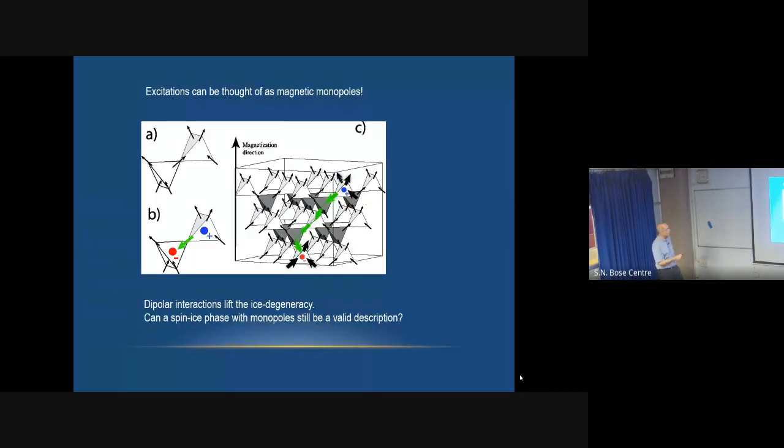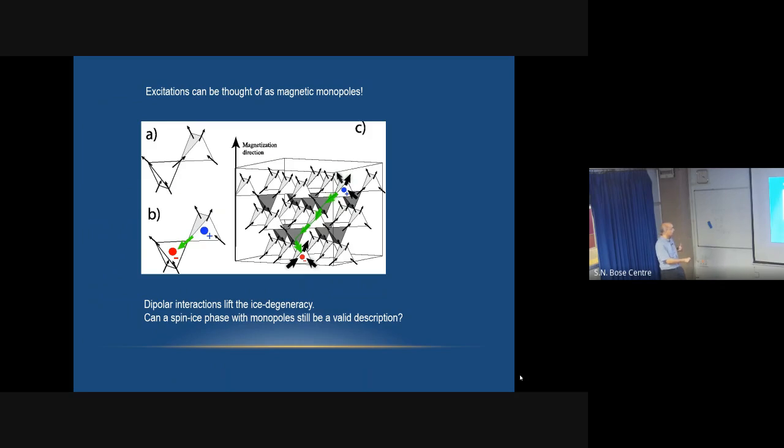Okay, and in such a system, the excitations turn out to be like monopoles. First of all, if you flip a spin, imagine that this is an ice configuration where both these tetrahedra have two in and two out. Now if you flip this spin over here, both these tetrahedra are no longer obeying the ice rule. This one now has three out and only one in, and this one now has three in and only one out. So they're not obeying the ice rule.